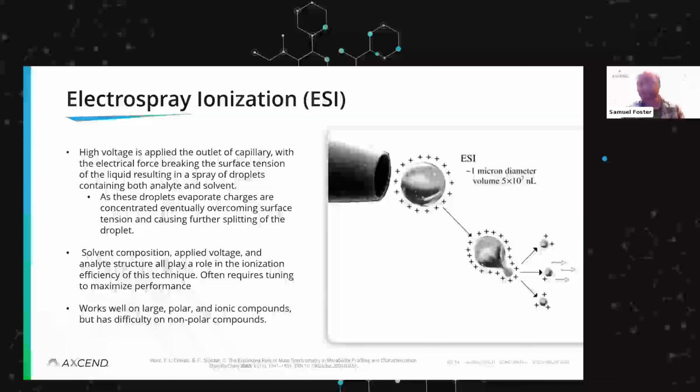This is really great for analytes that are able to be ionized through chemical means, things with nitrogen groups that can gain a hydrogen and be protonated or deprotonated. Lots of polar or large molecules are great. Ionic compounds are great, but it doesn't work super well on nonpolar compounds because if you think about something like a hydrocarbon, while you can get it into the gas phase very well, there aren't many sites for it to actually ionize, and so it tends to struggle with ionizing those different compounds.